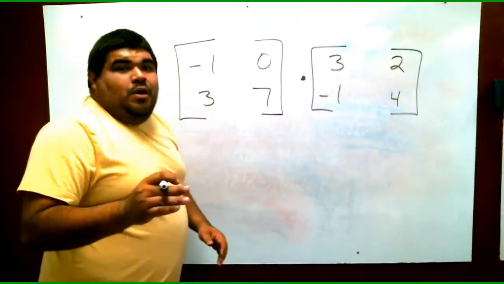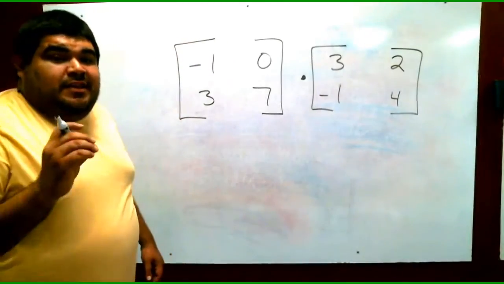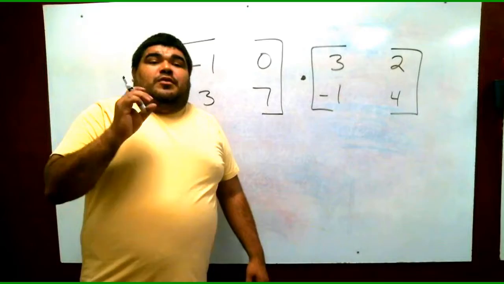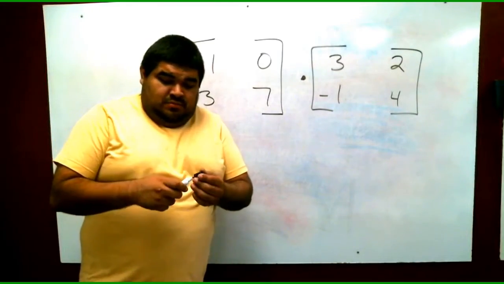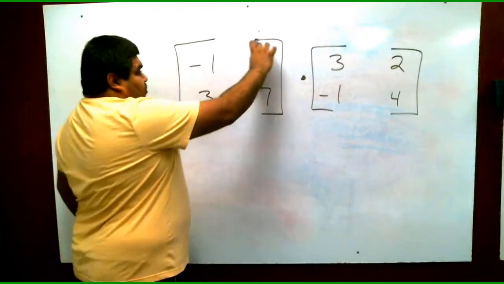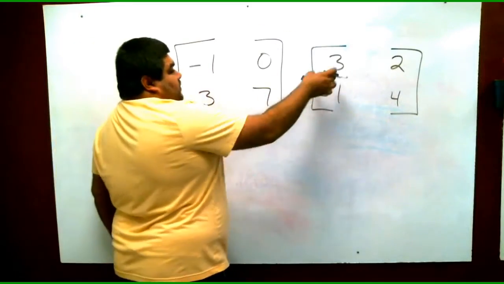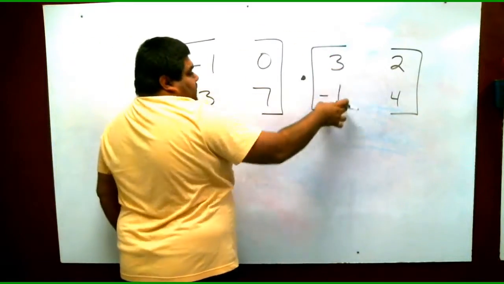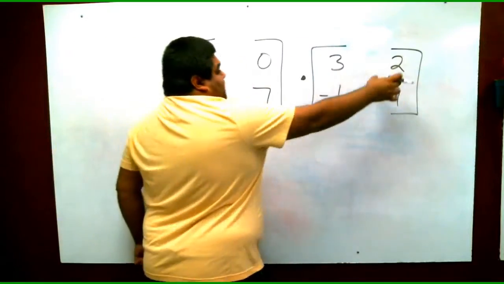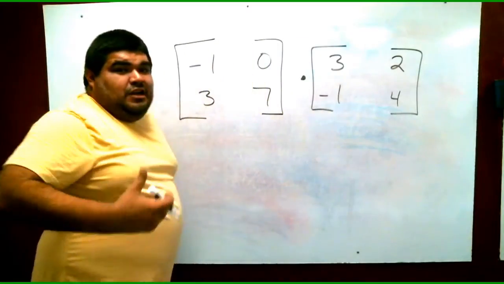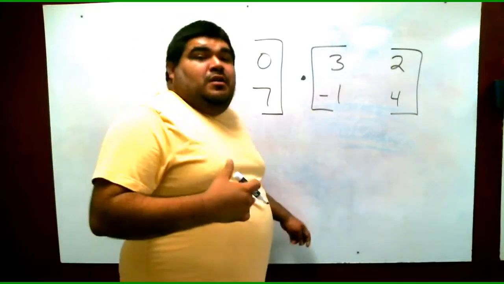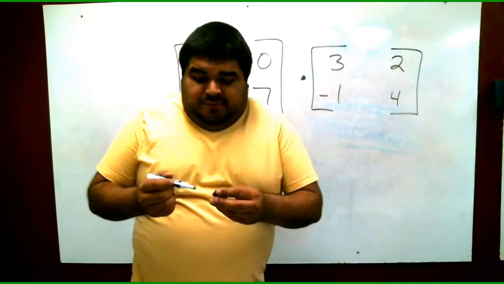Remember, all I want is for you guys to find the answers for the first row. So continue the first row for both of them. Remember, the first row with the first column, then the first row with the second column. That should complete your whole first row on your final answer.